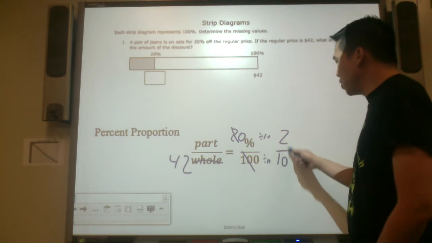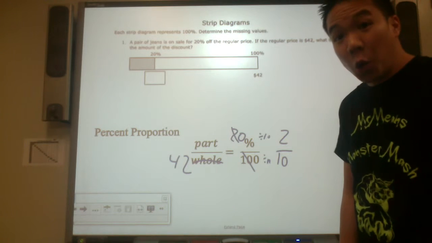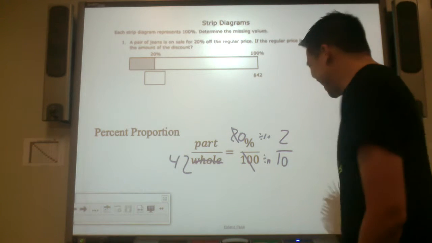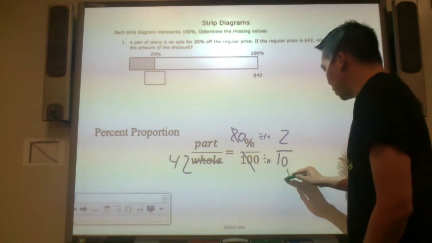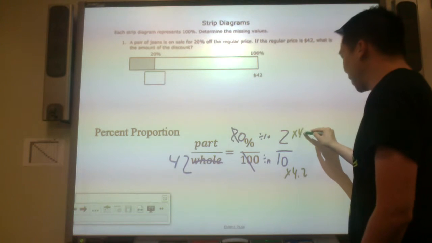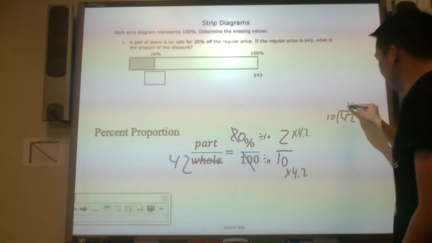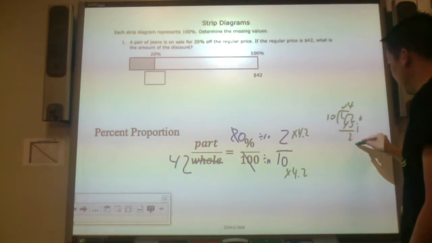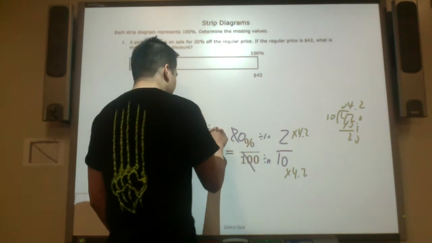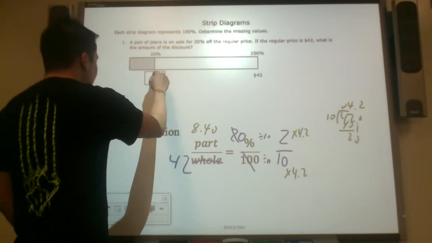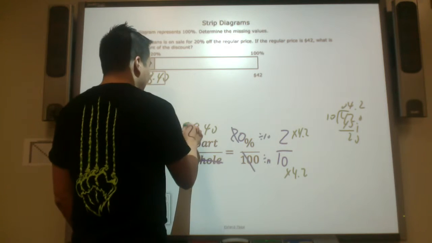So if you simplify this again, 1/5 is not going to go in here as a whole number. However, it can go in as a decimal. So how can I build up from 10 to 42? I build it up by 4.2, because 42 divided by 10 goes in 4.2 times. So 2 times 4.2 is 8.4, or $8.40. So 20% of $42 is $8.40.